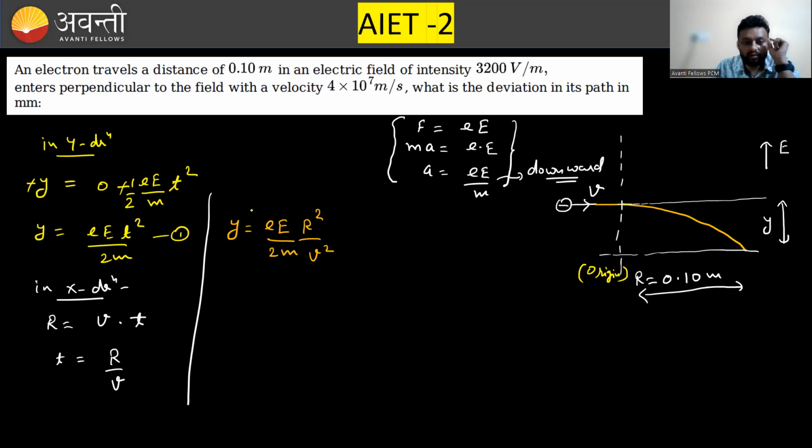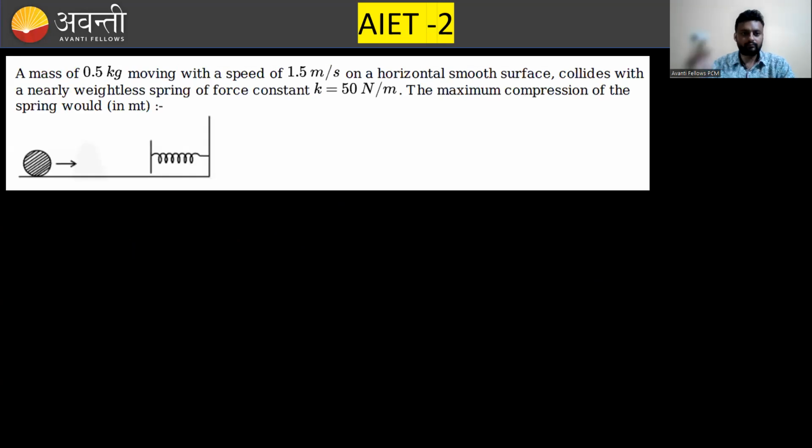Now everything is known. Charge of the electron, electric field, this r is 0.1, mass of the electron, velocity of the electron, you can calculate y. So I'm not going to calculate it because time is very less. We have actually invested a lot of time. So I'm just moving further. You can place the value, you will get the answer. Clear? Moving further to the next question.